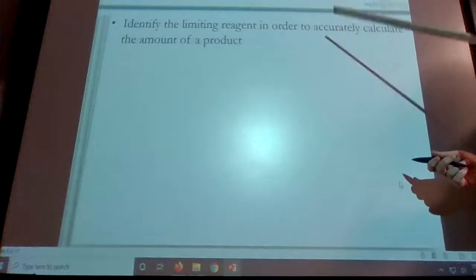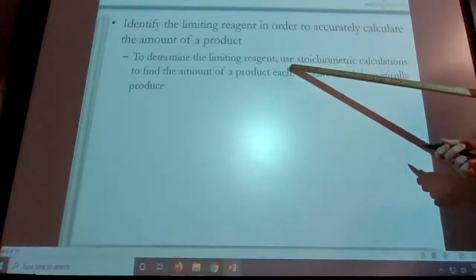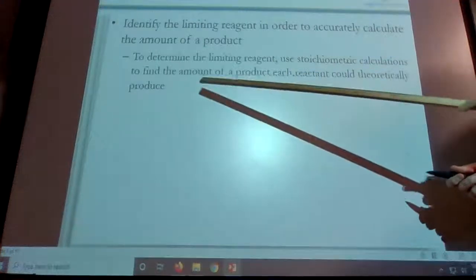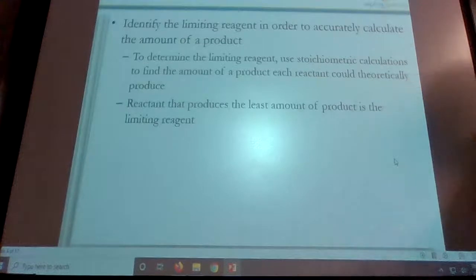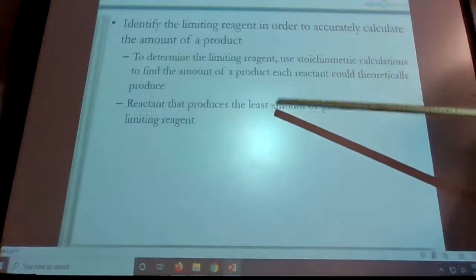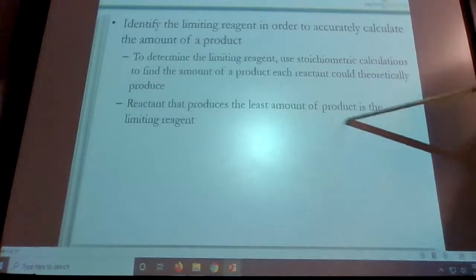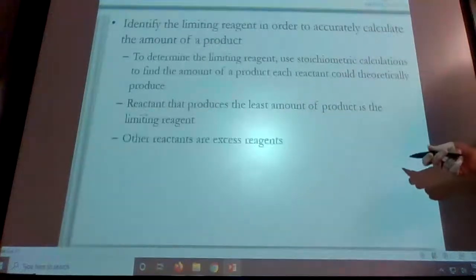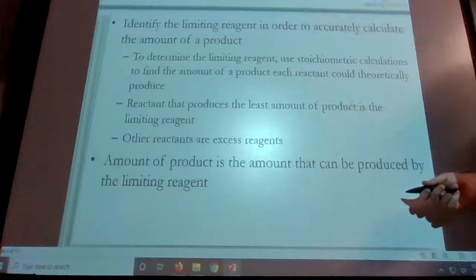Identify the limiting reagent in order to accurately calculate the amount of product used. To determine the limiting reagent, you do your stoichiometry to find the amount of product each reaction could have theoretically produced, and then you want the smallest number because you're going to get multiple answers. The smallest answer is the correct answer. The reactant that produces the least amount of product is the limiting reagent, and that's where my reaction stops. Other reactants are excess reagents, and we'll see how we have to deal with those in just a second.